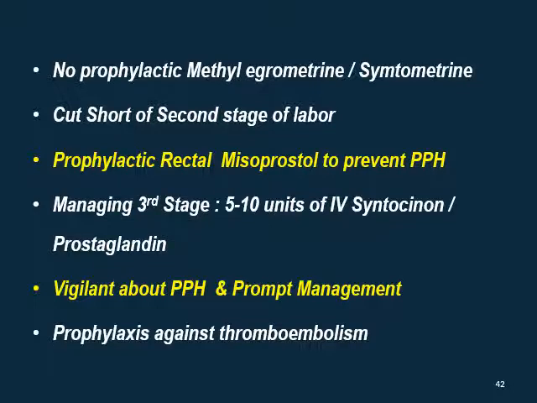Also during labor, the following measures are taken. No prophylactic methylergometrine is given. Second stage must be shortened by instrumental delivery. Rectal misoprostol must be given to prevent postpartum hemorrhage. Active management of the third stage of labor by 5 to 10 units of intravenous syntocinon or prostaglandin.